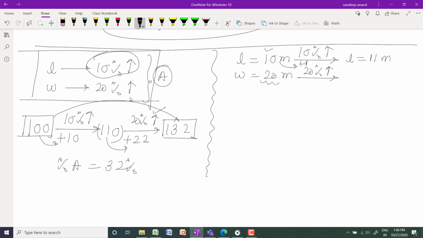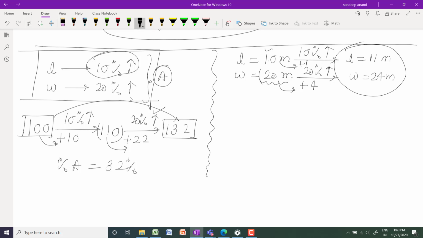Now initially the width is 20 meter and width is increased by 20%. So what is 20% of 20 meter? 10% is 2, so 20% is 4. Now you need to add 20 plus 4. So now the new width becomes 24 meter.